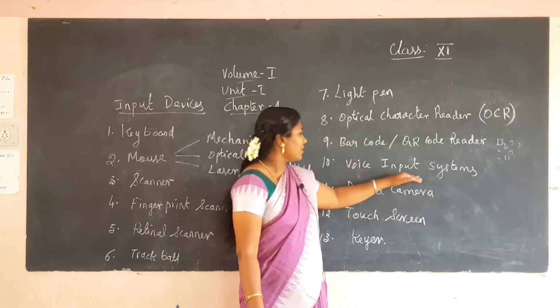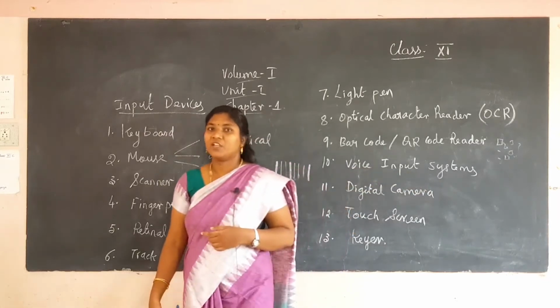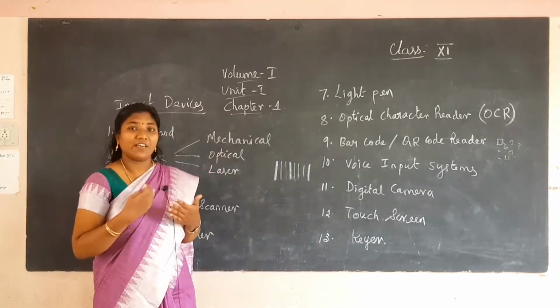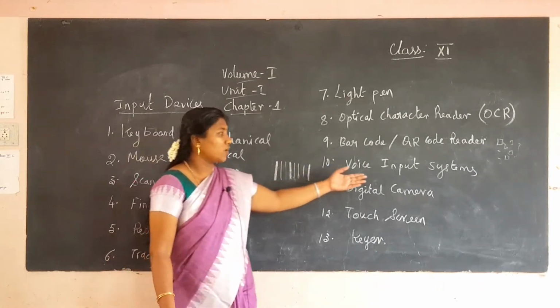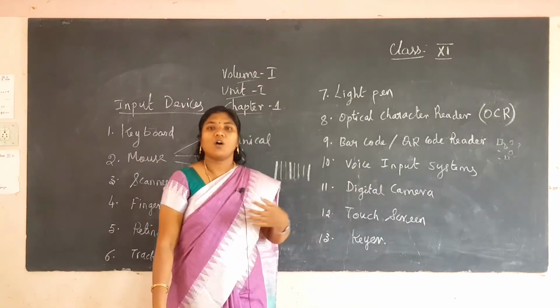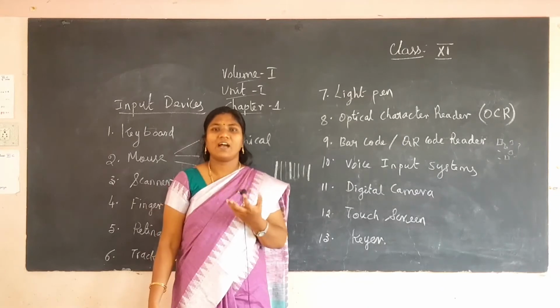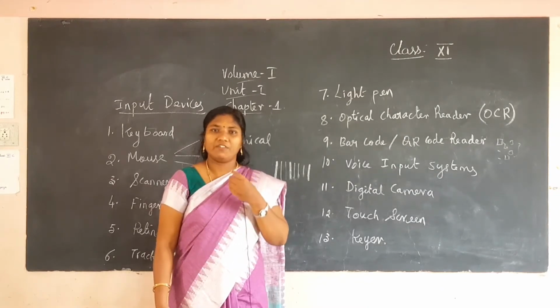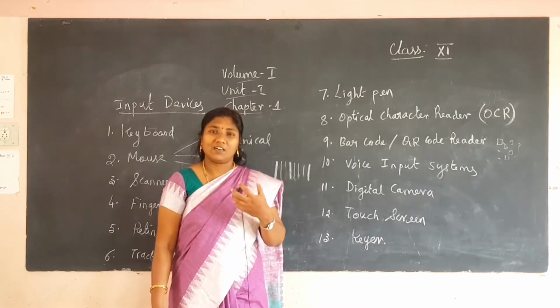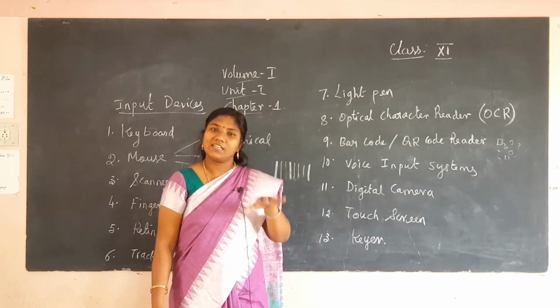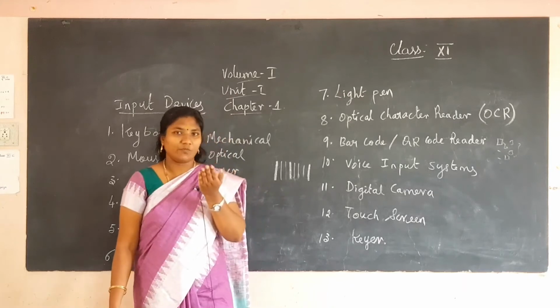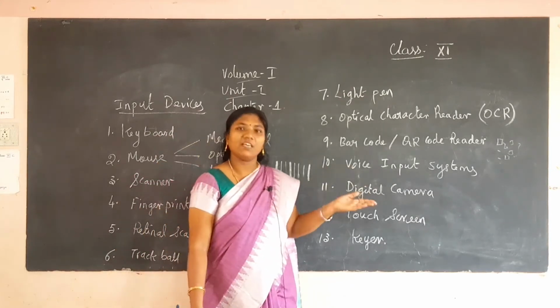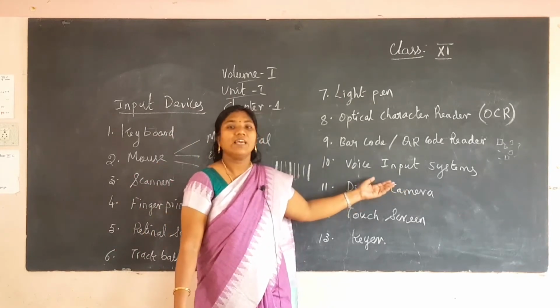Okay, and the next one, voice input system. We are seeing how many ways and how many devices there are to get input. So, next one, voice input system. We can have a mic. When we are speaking through a mic, the audio is recognized and given as an input to the system. In mobile we use Google Now. In the same way, the voice input system is also used in the system.